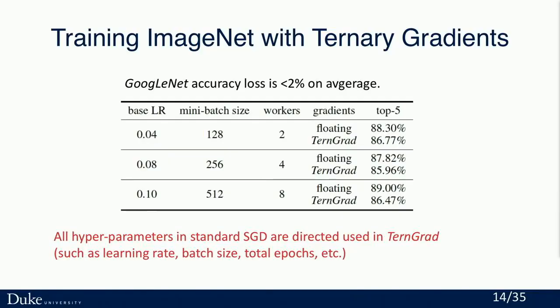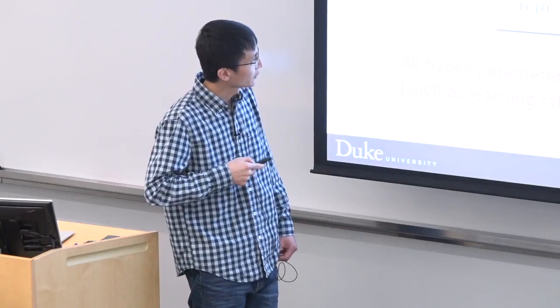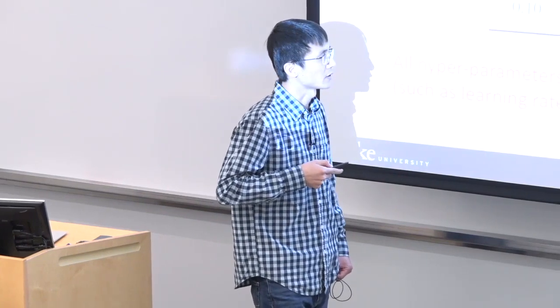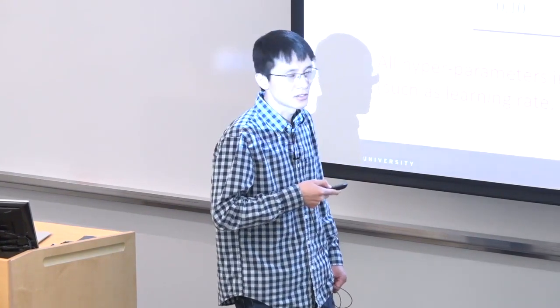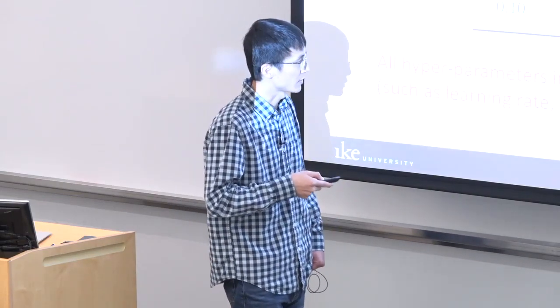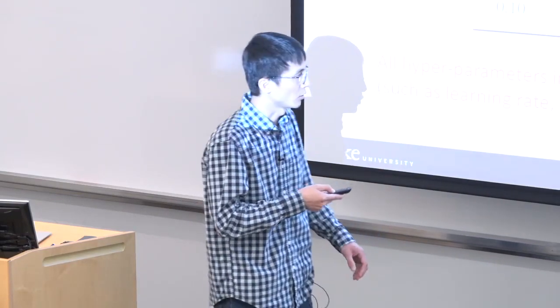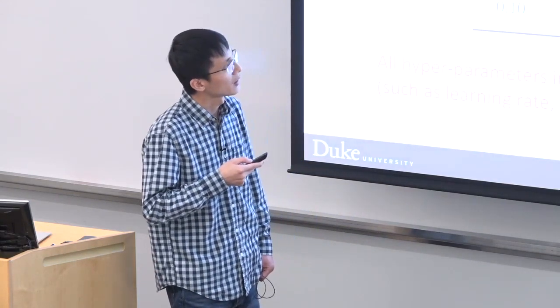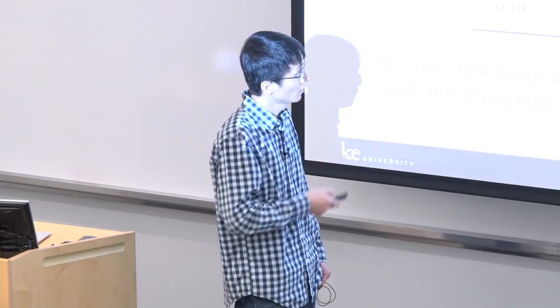We also evaluate on GoogleNet, where we observe some small loss, but on average it's 2%. One thing I want to emphasize is we didn't do any hyperparameter tuning. All the hyperparameters are taken from standard SGD. We use the same learning rate, the same batch size, and the same total epochs. But we could get better accuracy if we tune them.